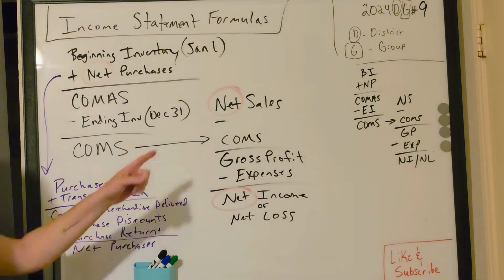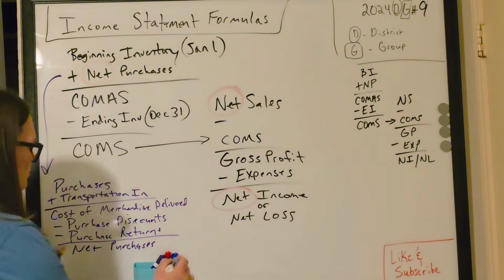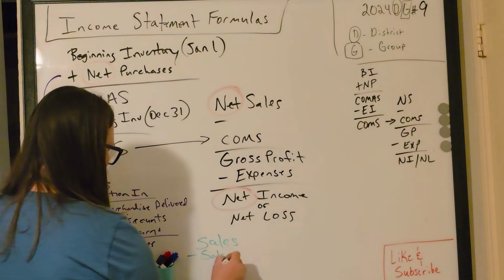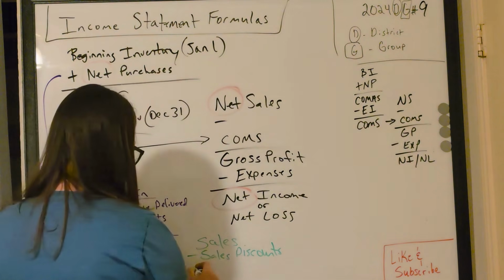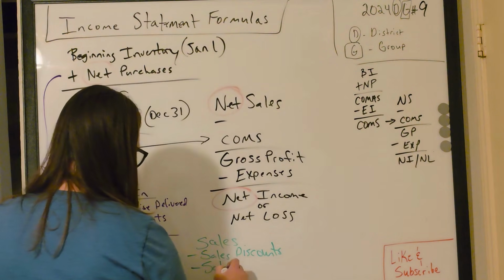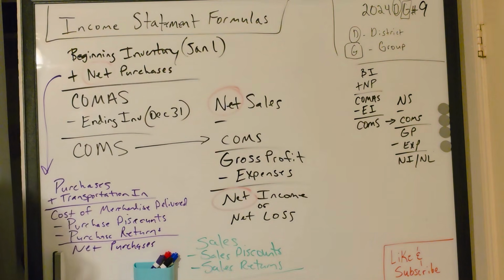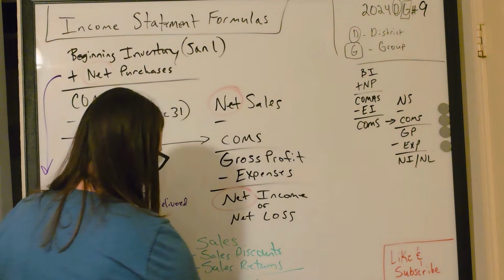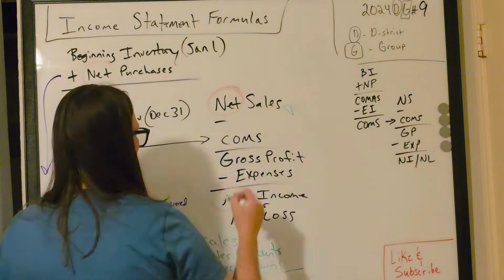Okay, now let's talk about net sales. To get net sales, you just take your sales minus sales discounts. That's when we give our customers discounts if they owe us money and they pay early. And then sales returns. This is if our customer returns something that we sold to them. And that takes away from what we're going to receive in our sales. This gives us net sales. Okay? And that is how you get this.